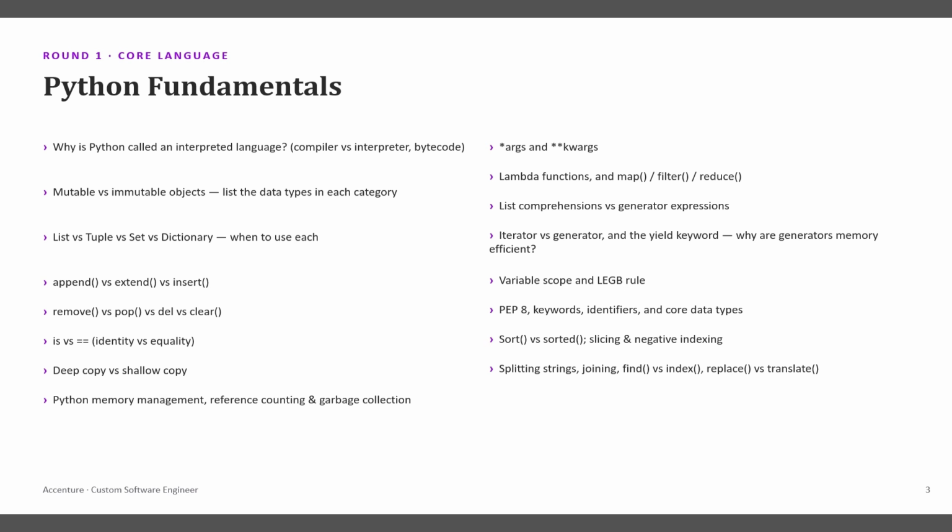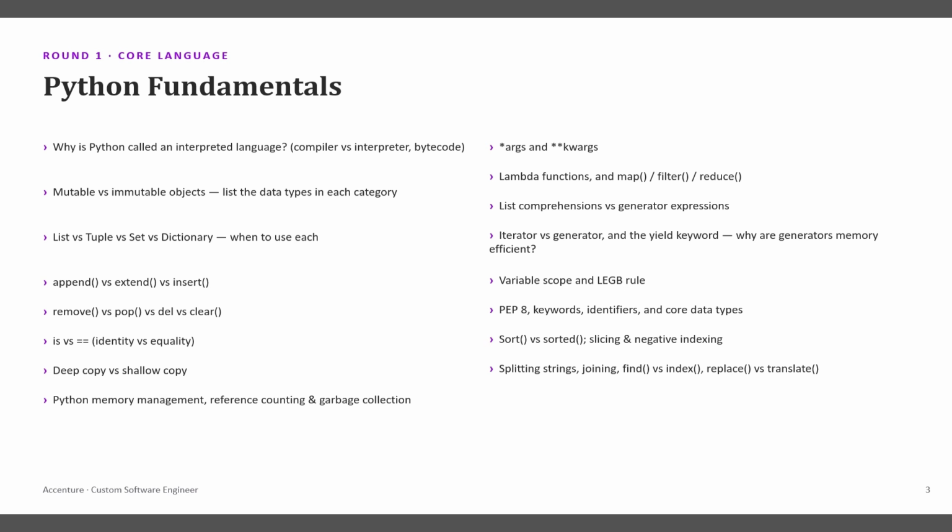Lists, dictionaries, and sets are mutable. Tuples, strings, and numbers are immutable. Then you'll get comparison questions, list versus tuple versus set versus dictionary, and when you'd actually use each one in real code. Don't just give definitions, give a one-line use case for each. After that, append versus extend versus insert, and remove versus pop versus del versus clear. These look simple, but a lot of candidates mix them up under pressure, so practice writing these out by hand.